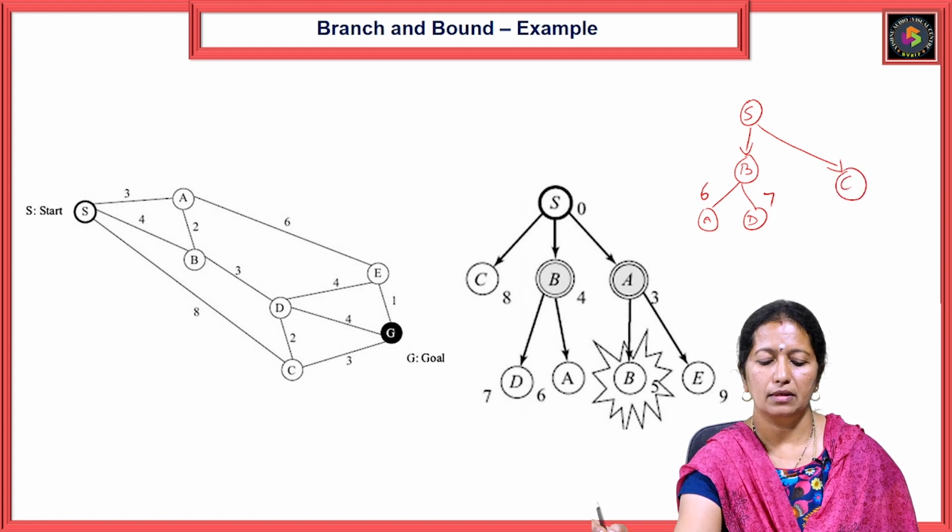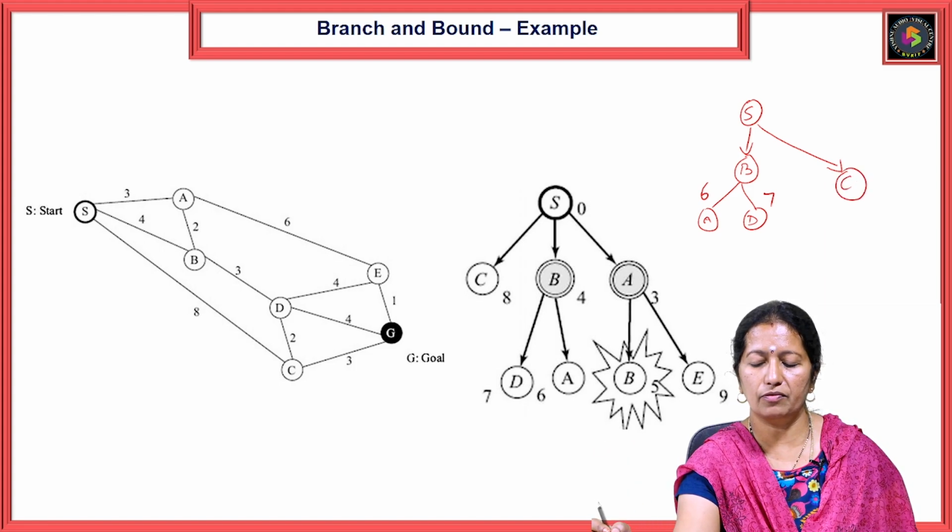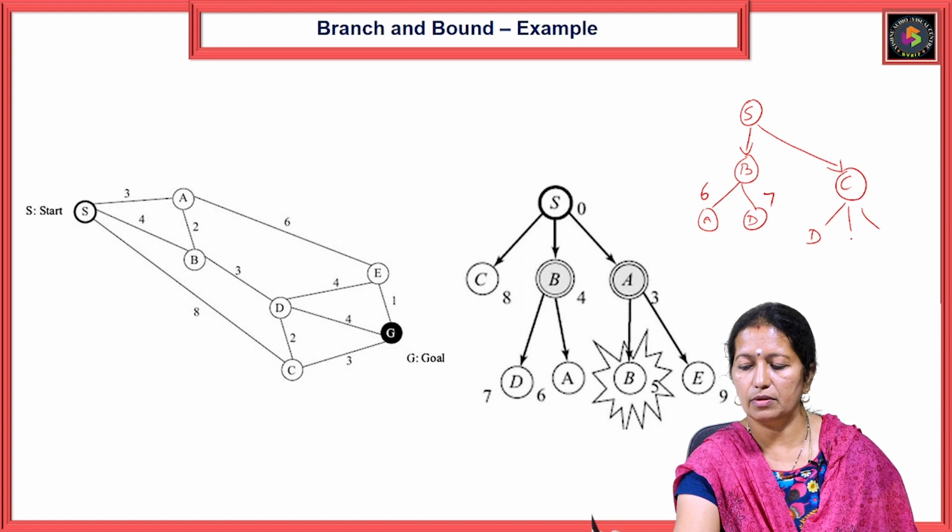Go to C. In C, you have to check what the possibilities of exploration are. What are the possibilities of exploration? From C, I can find D. I find G. Only two. From here I am exploring from C.